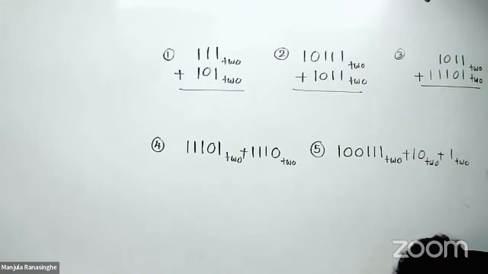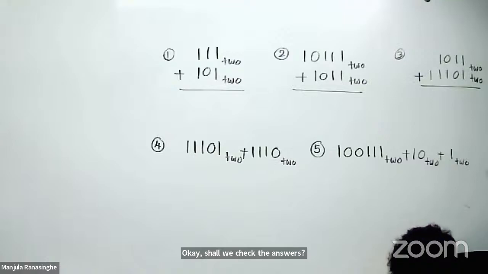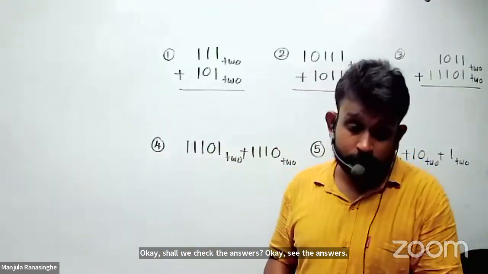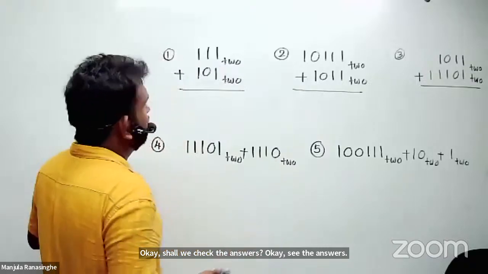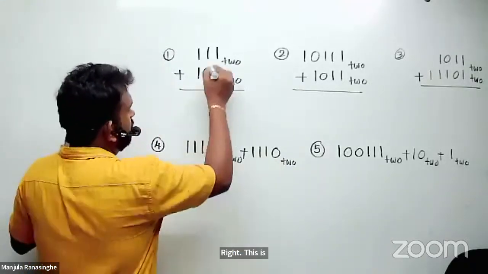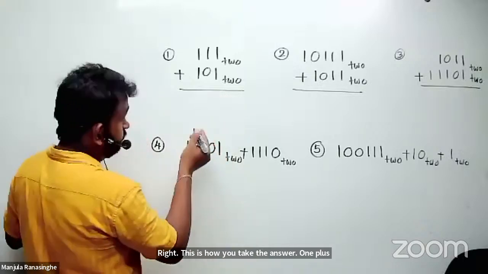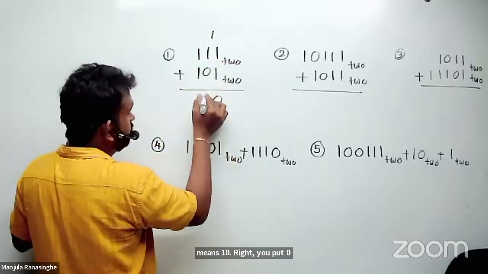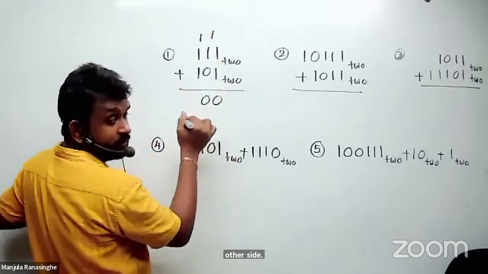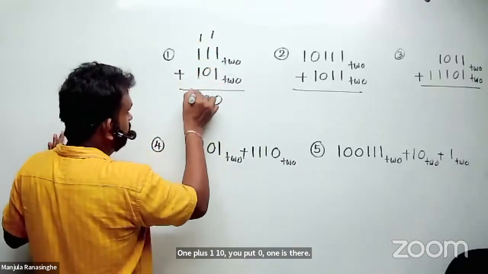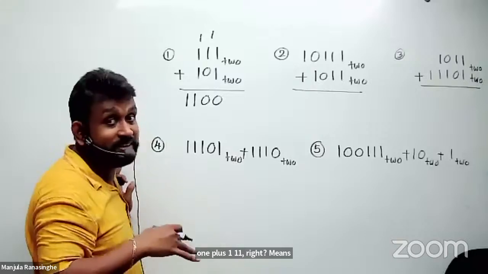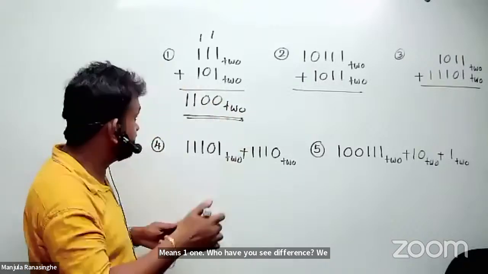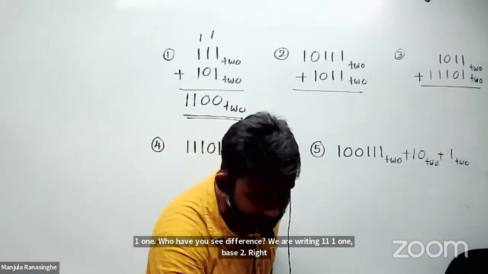Okay. Shall we check the answers? See the answers. This is how you take the answer. 1 plus 1 is 10. You put 0 there, 1 carries to the other side. 1 plus 1 is 10, you put 0, 1 is there. Then 1 plus 1 plus 1 is 11, means 1, 1. For easy reference, we write 11, base 2. Hands up those who got the answer. 1, 1, 0, 0 for the first one. Very good.